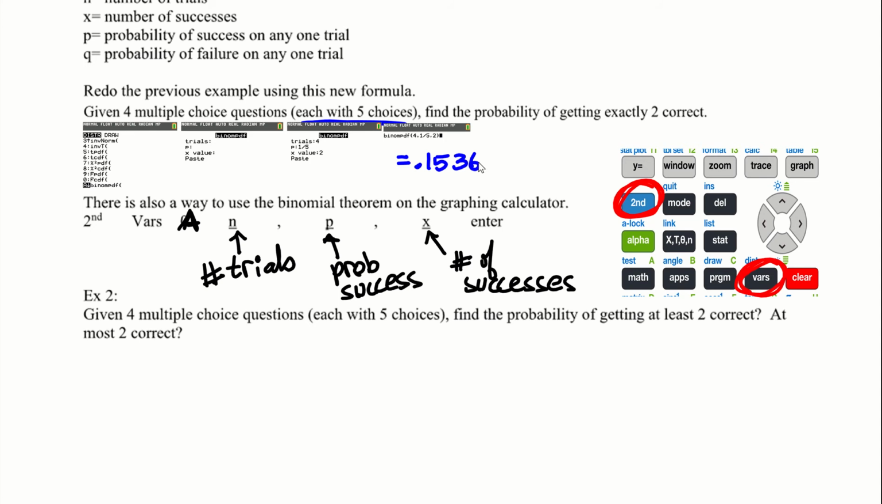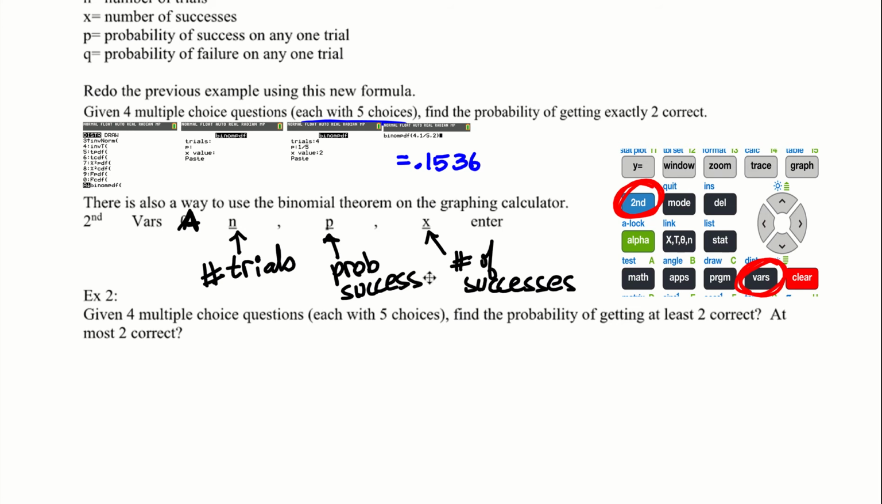So second vars, go to A. Yep, enter. Now, this was 4. For X value, put in the 2. Okay, 2. Then go to paste, and then press enter. Yep, and then enter again. Yep, okay, and there it is. Perfect, thank you.